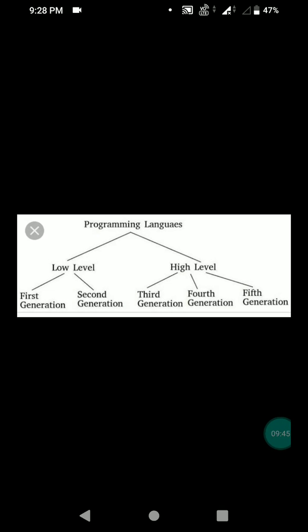So a short revision: computer programming languages can be of two types: low level language and high level language. Low level language was used in two generations. First generation, it was machine language. Second generation, it became assembly language, and high level language was from the third generation onwards.